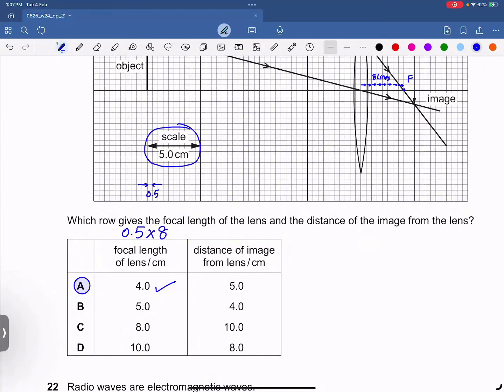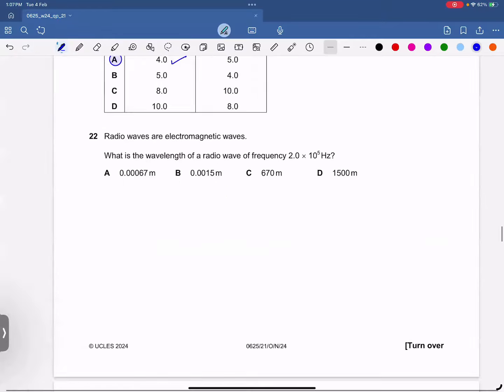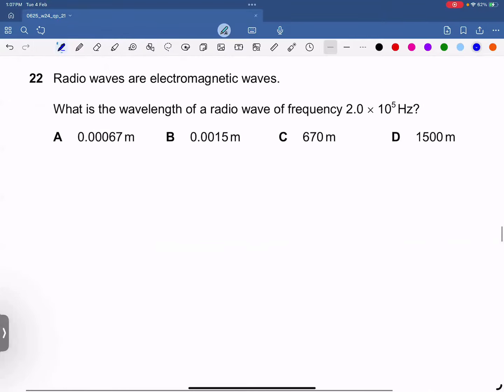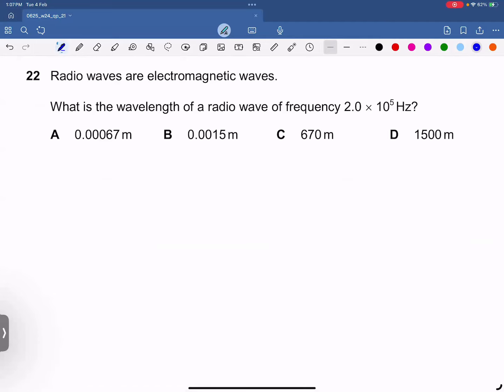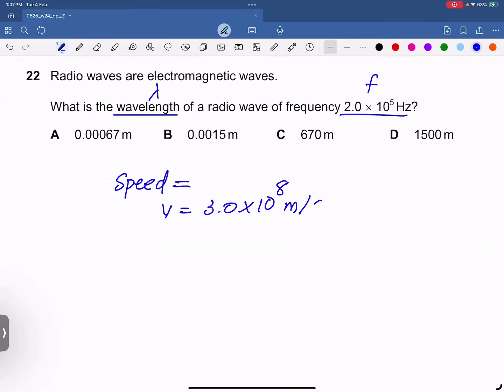We proceed to the question number 22. Electromagnetic spectrum. The radio waves are electromagnetic waves. What is the wavelength of the radio waves? Wavelength means lambda. Frequency you have. You know radio waves and all electromagnetic spectrum, their speed is the same as the speed of light, which is 3.0 × 10^8 meters per second.